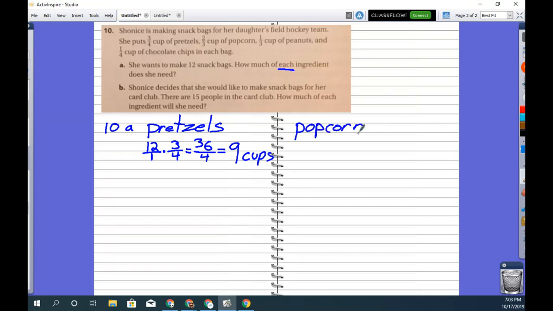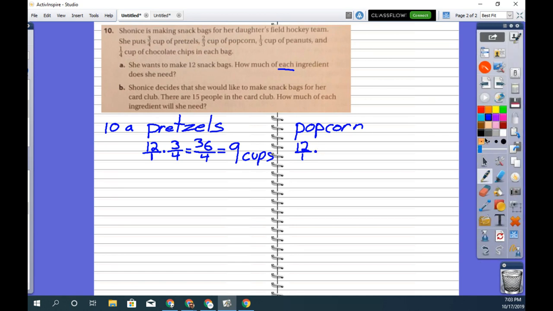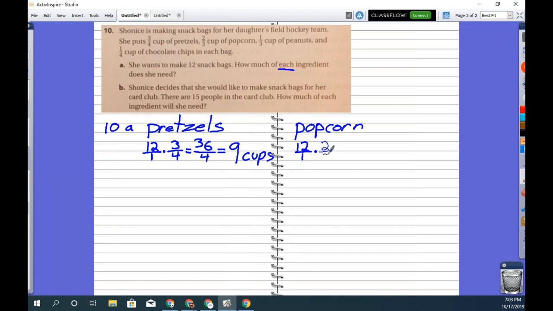And for popcorn, we're going to do 2/3 of a cup. So again, I need 12 times as much. 12 over 1 times 2/3 of a cup. That is going to give me 24 over 3. I simplify that to 8, and I have 8 cups of popcorn.